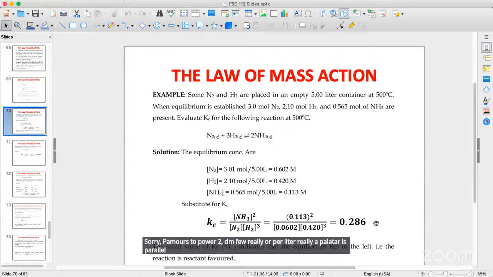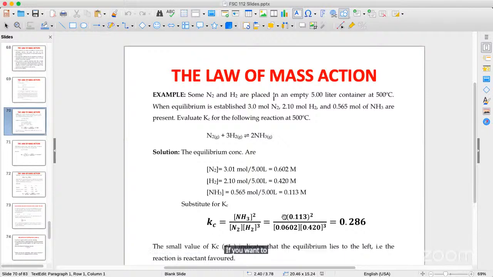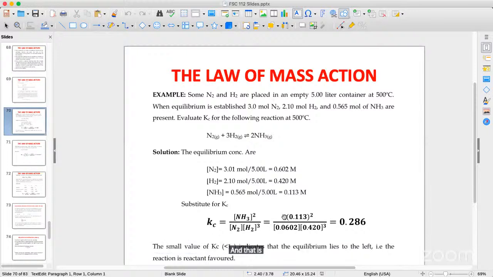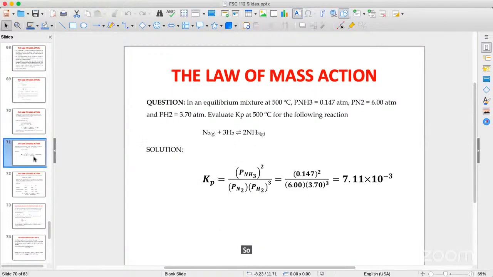So now in this situation, I'm trying to write. Okay, maybe not now. I'll resolve that later. At the end of the day, if you want to use molar, you already know that this is molar raised to power 2 divided by molar raised to power 4. And that means molar raised to power minus 2. That's going to be your unit here. That means your mole raised to power minus 2, liter raised to power 2. It's the same thing with pressure. At the end of the day, you have all these in atmosphere.